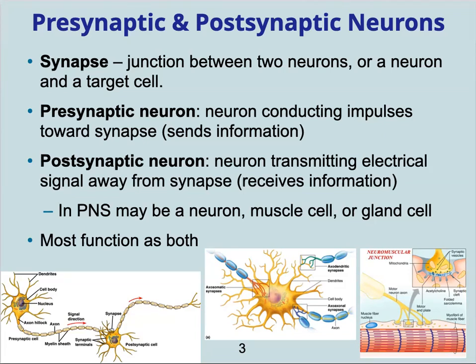Okay. Now, outside of the central nervous system, in the peripheral nervous system, the postsynaptic cell may be either a neuron or an effector cell, such as a muscle or a gland. Okay, and here this shows an example of a neuromuscular junction. So it's a synapse formed between a motor neuron and a skeletal muscle.